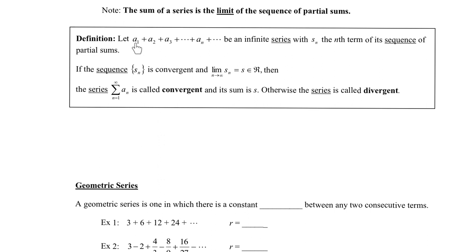You get a definition. Let a sub 1 plus a sub 2 plus a sub 3, and so on and so forth, be an infinite series. It's a series because we're adding the numbers together, right? A sequence is just a list of numbers written in a definite order, but a series is adding these together. So this is an infinite series with s sub n the nth term of its sequence of partial sums. Right, just like before, this is a partial sum, the nth term of its sequence of partial sums.